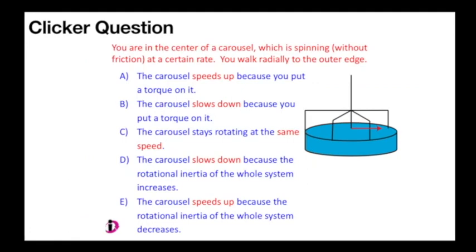Okay, let's try another one. So you are at the center of a carousel that's spinning, right? You're right at the center, and then you start walking radially outward toward the edge. What's going to happen and why?